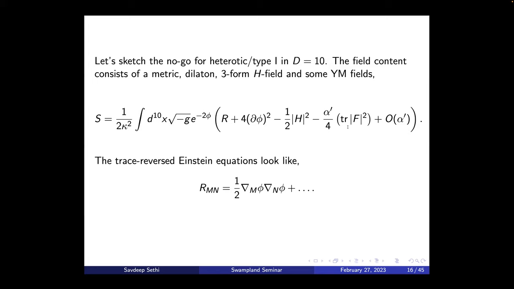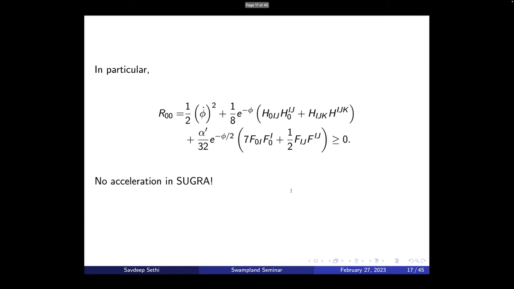So if you want to demonstrate what Gary demonstrated, that strong energy is obeyed, you write down the Einstein equations, R_MN equals some stuff, you plug in 0, 0, and you just evaluate, and you see that everything appearing on the right-hand side is positive. There's no acceleration in supergravity. And that's basically it.